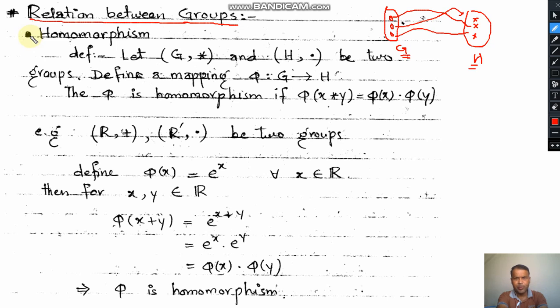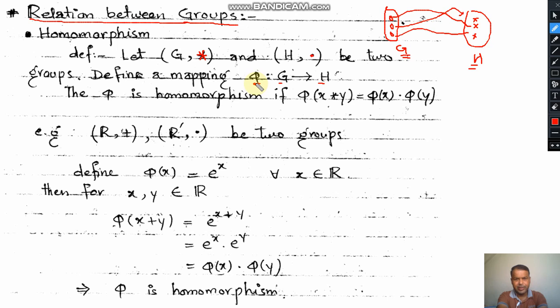The first is homomorphism. So let us suppose there is a group G having an algebraic structure, and the composition is star. This is the binary composition, and you can take any meaning of this star as defined in your problem. And there is one more group, H, and here dot is the composition. So there is a relation between G and H, and this relation is denoted by phi.